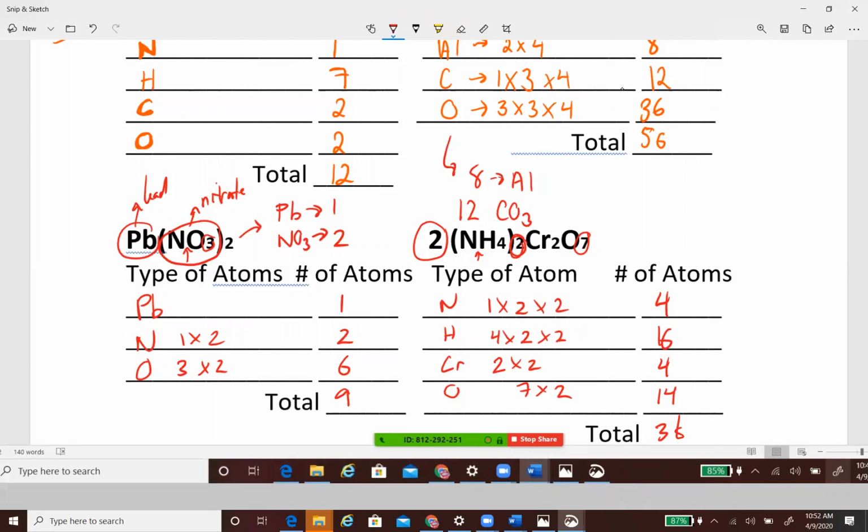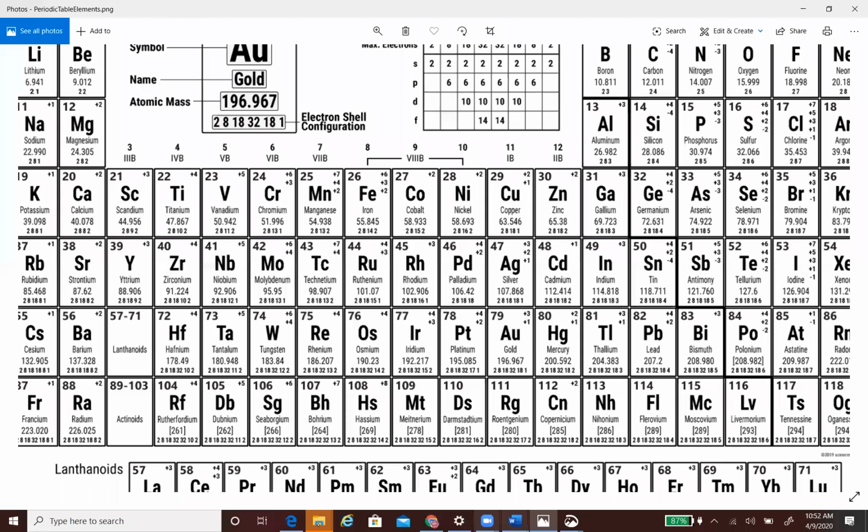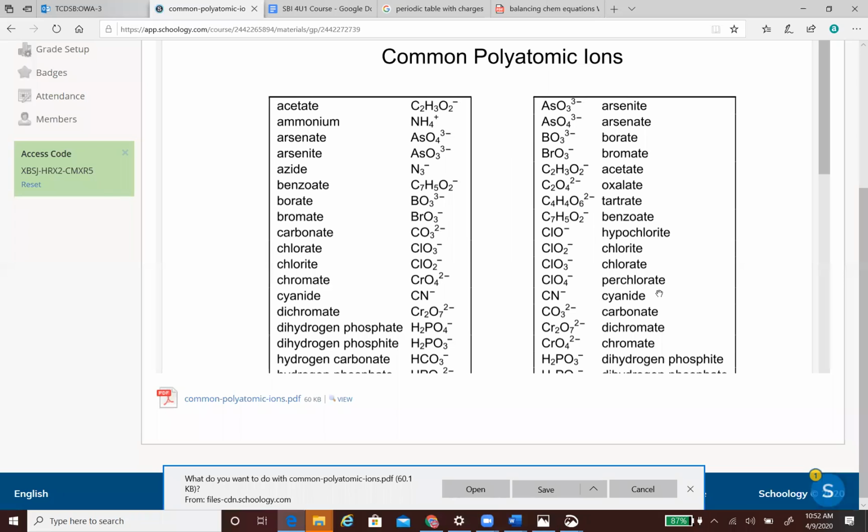But in this case, actually also in this case over here too, I forgot to mention that the NH4 is actually a polyatomic compound. That's ammonium. If you remember, ammonium is, I think, the only one on your list that's positively charged. And I think the C2H3O2 is another polyatomic. I believe that is acetate. Yeah, it's right over here.